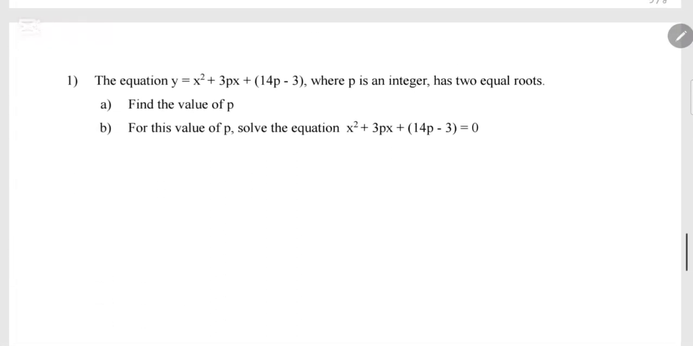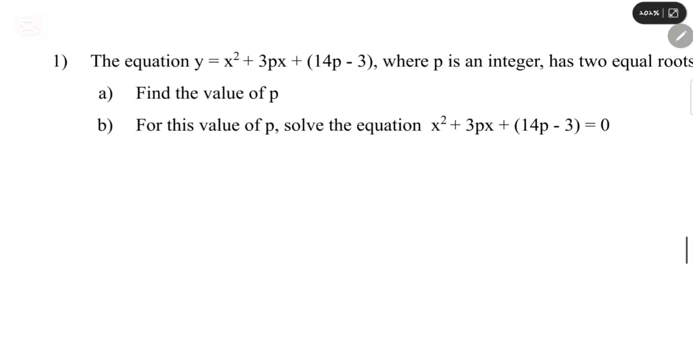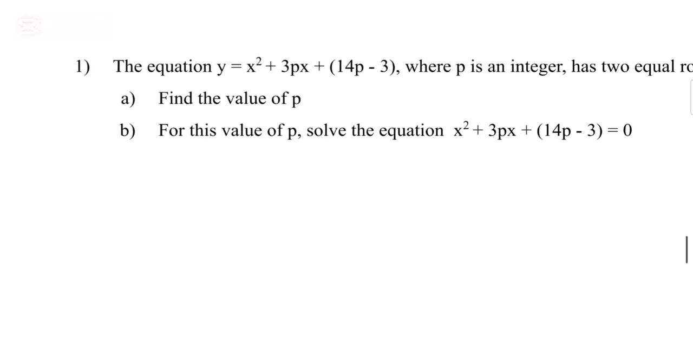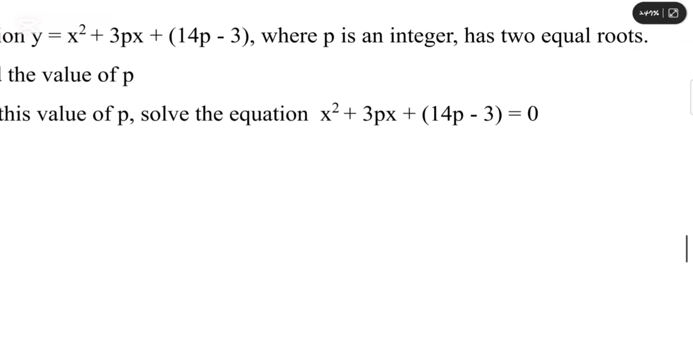So now let's do a little bit harder question. The equation y equals x squared plus 3px plus 14p minus 3, where p is an integer, has 2 equal roots. Okay, so 2 equal roots. What does that mean?